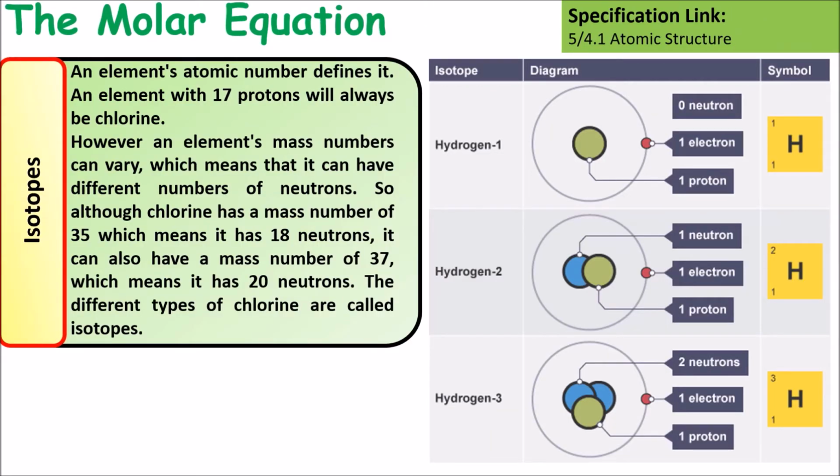An element's atomic number defines it. So an element with 17 protons will always be chlorine. However, an element's mass number can vary, which means that the number of neutrons can differ. So, for instance, hydrogen can have one form with no neutrons, which is hydrogen. Hydrogen can have one with 1 neutron, so it would have a mass of 2 instead of 1, and that would be called deuterium. And it can also have a mass of 3, so it's got 2 neutrons, and that would be called tritium.